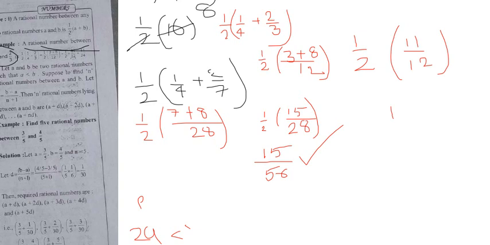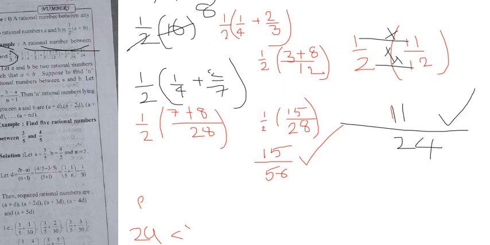Here you have to multiply numerator to numerator and denominator to denominator, because in between is multiplication. 1 into 11 is 11, 2 into 12 is 24. 11 by 24 is the answer. Yes or no? Yes, check it. Now from this you can take your own examples also and try to understand this concept, rational numbers between two numbers. So this is a very important thing.